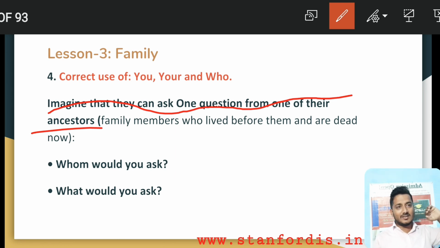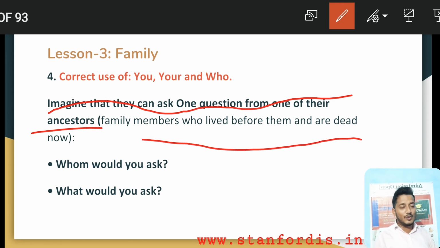Ancestor means a person in your family who is your grandfather's grandfather. Understand? Your grandfather's grandfather is your ancestor. A family member who lived before you and is dead now. So those family members who were at your house before you, but now they are dead. I'm talking about those people who were living in your house before you. Ancestors means those people who were living before your grandfather, your great grandfather, your great great grandfather, great grandmother, great great grandmother. So those people are called ancestors.